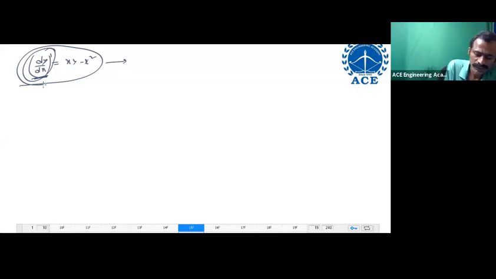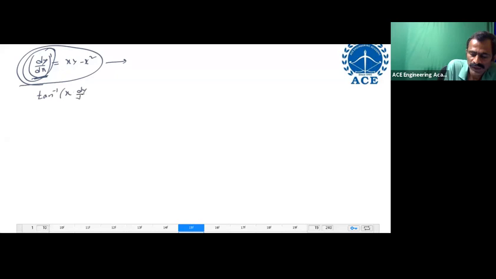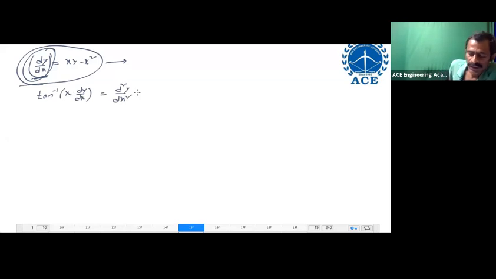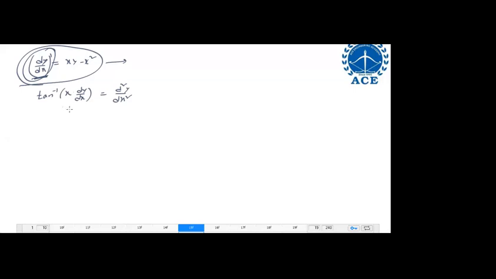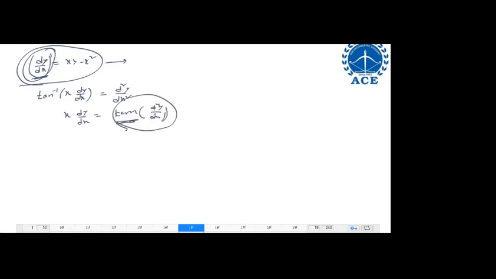Tan inverse of x into dy by dx equal to d square y by dx square. What's the degree, sir? Degree is not possible here. We can transfer the function now, sir. We can transfer x into dy by dx equal to tan of d square y by dx square only. It is a transcendental function. If this expansion contains infinitely many terms, we cannot choose the highest power of the derivative.